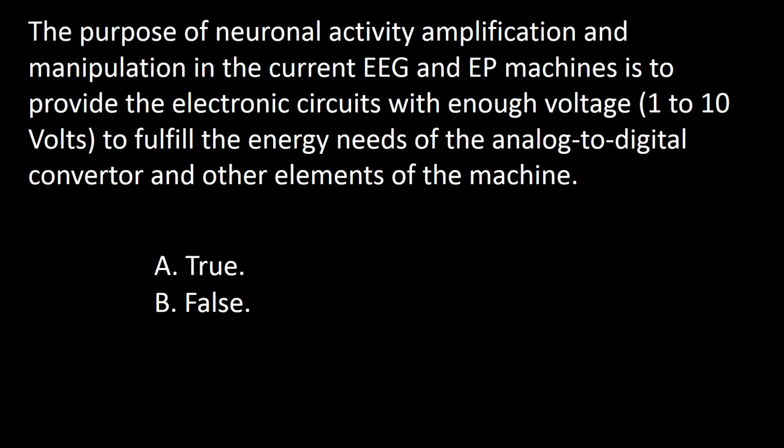Next question. The purpose of neuronal activity amplification and manipulation in the current EEG and EP machines is to provide the electronic circuits with enough voltage, 1 to 10 volts, to fulfill the energy needs of the analog to digital converter and other elements of the machine. A true, B false.